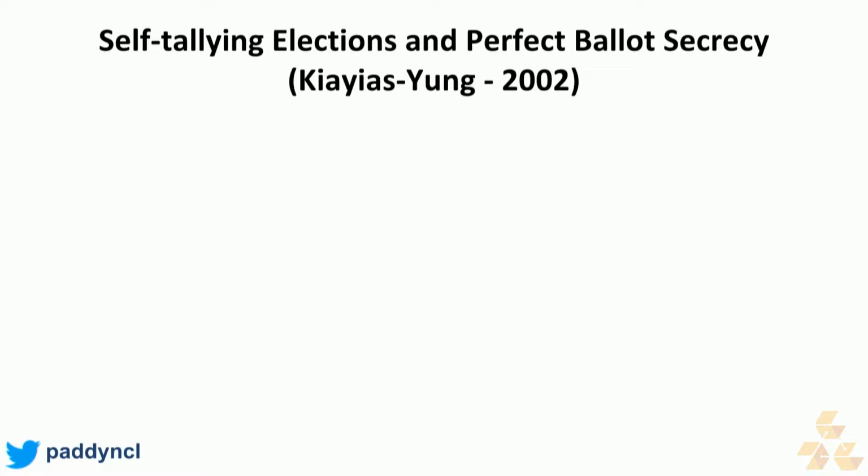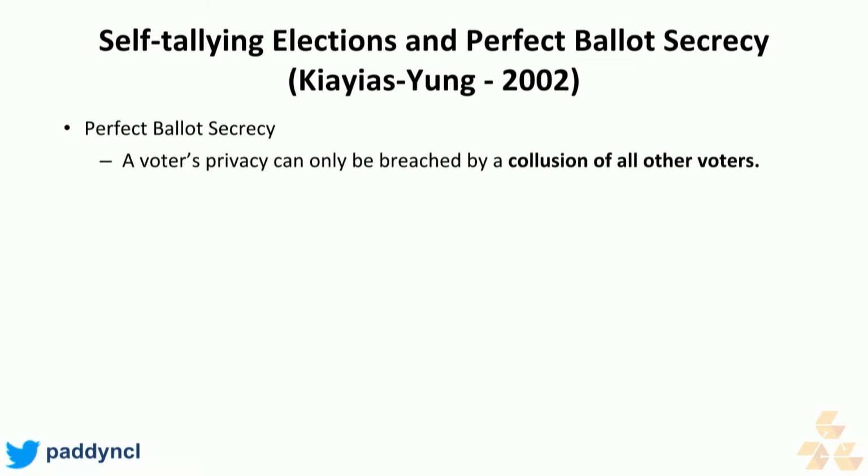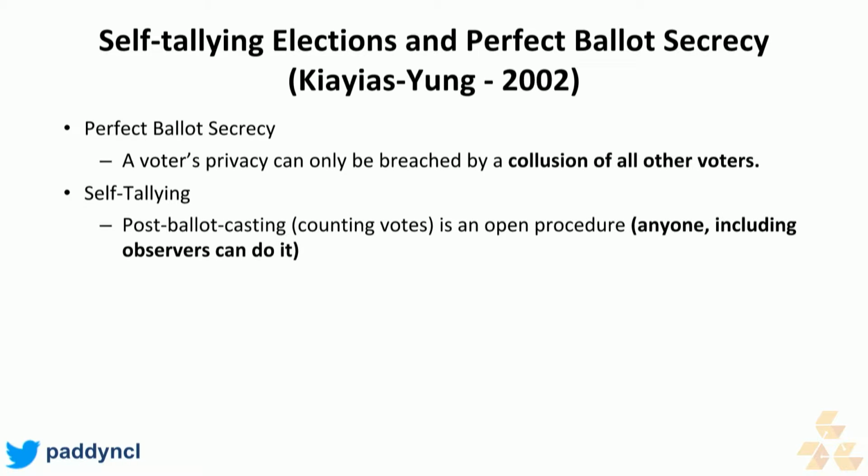But these election systems have three different properties. The first is perfect ballot secrecy, as in a voter's privacy can only be breached by a full collusion of all other voters. It's self-tallying. So once the final vote has been cast, anybody can compute the tally. We no longer have to rely on any authority to give us the tally.